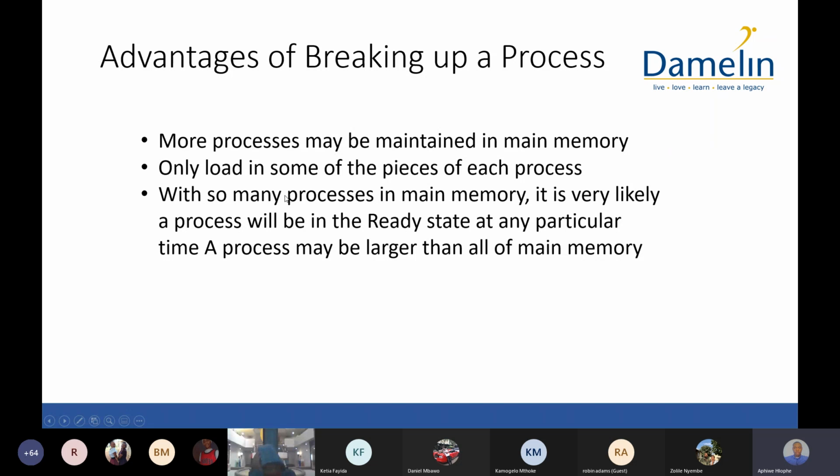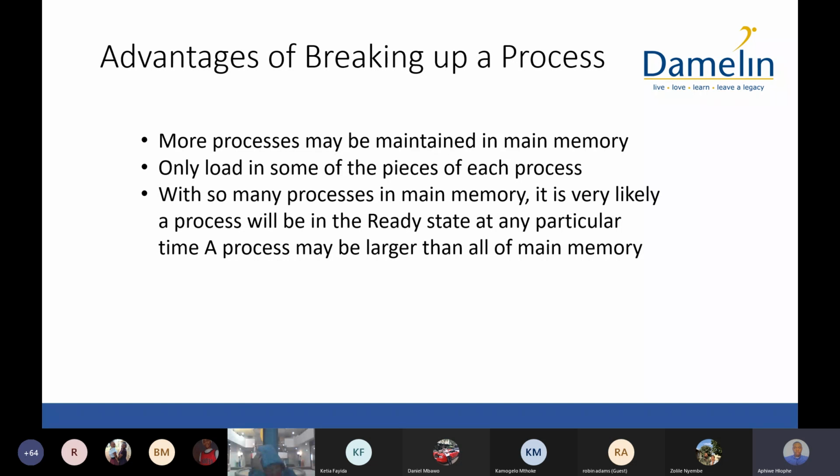What are the advantages of breaking up a process into pages or into segments? More processes may be maintained in main memory, because we moved away from uniprogramming operating systems into multi-programming operating systems. This means that with multi-programming systems, the user program area is going to be shared between multiple applications. So there's a need to break up a process into multiple sections, whether you call it pages or segments at this point doesn't really matter. But there's a need to break it up, and more processes may be maintained in main memory because of that.